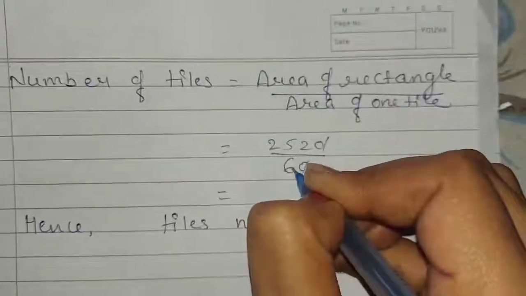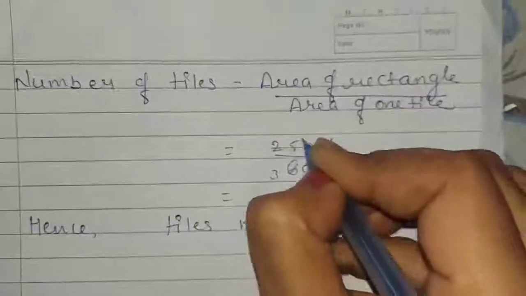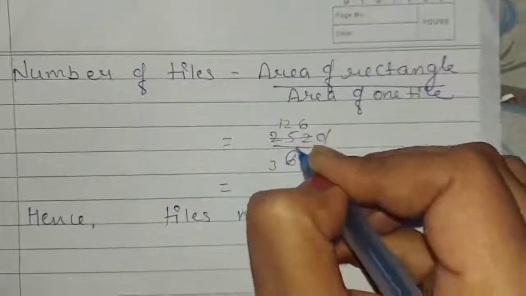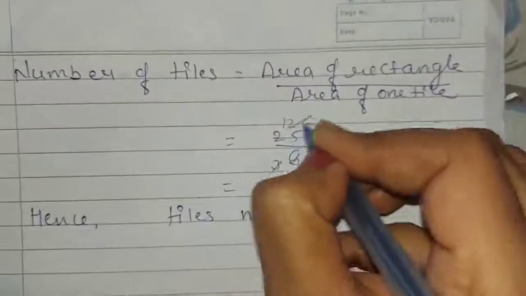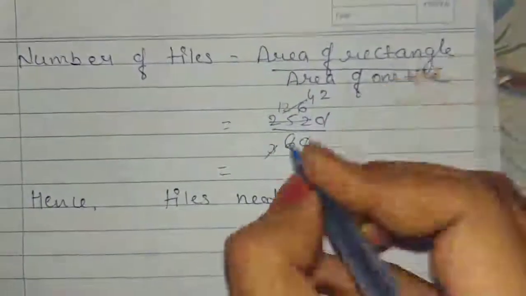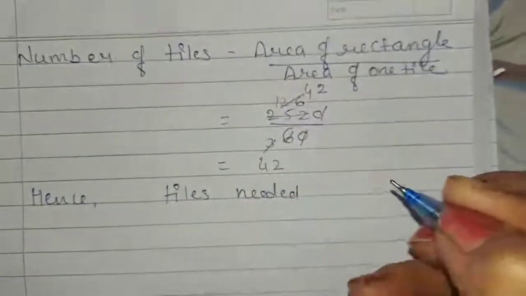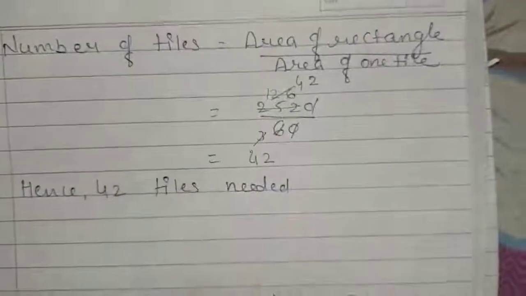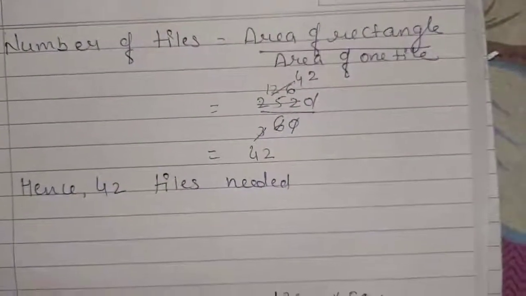Now 0, 0 cancel. 2 3s are 6, 2 12s are 24 and 26, and here 2 4s are 3 4s are 12 and 3 2s are 6. So how many tiles are needed? 42 tiles. Hence 42 tiles needed. Thank you.